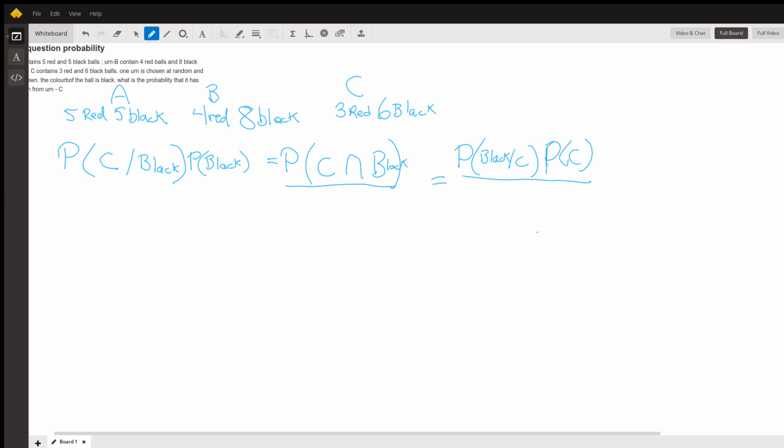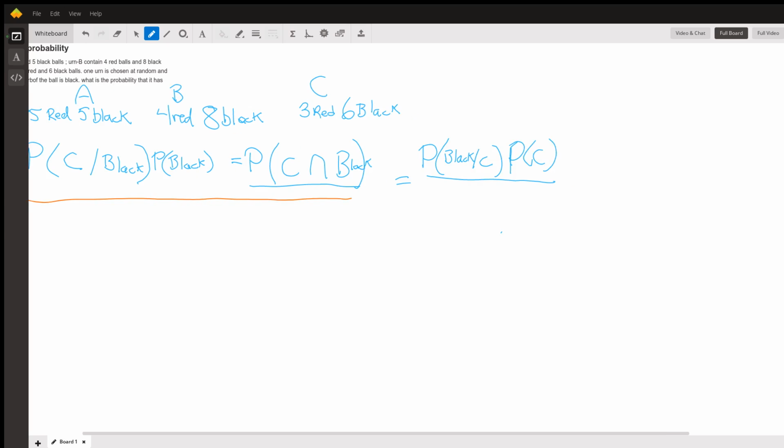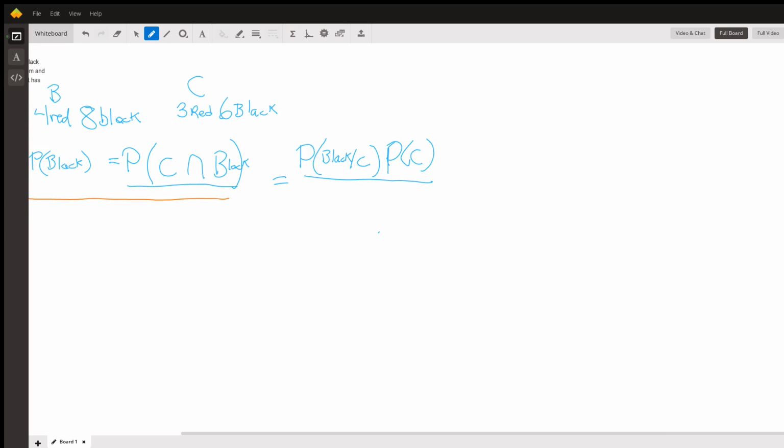Now, here's an important point about conditional probability. I want to underline this in orange. The probability that it's picked from C, given that it's black, times the probability that it's black in the first place is the probability that it is both from urn C and black. And looking at it the other way, the probability that it's both from C and black equals the conditional probability that it's black given that it's from urn C, and the overall probability that you pick from urn C.